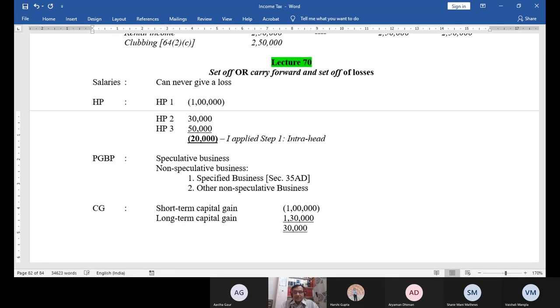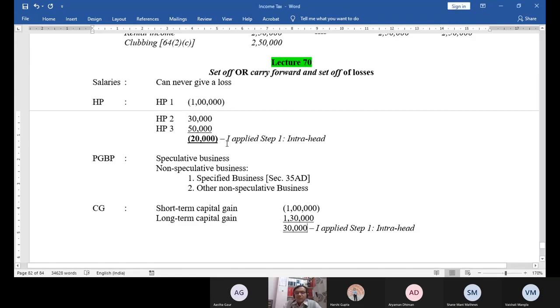And when I say this, that means I applied what? Step 1, which is intra-head. Till this point, if you have any problem, please ask. Otherwise, raise your hand. So in both these examples, I applied step 1, intra-head, that within the same head, first you try to adjust.